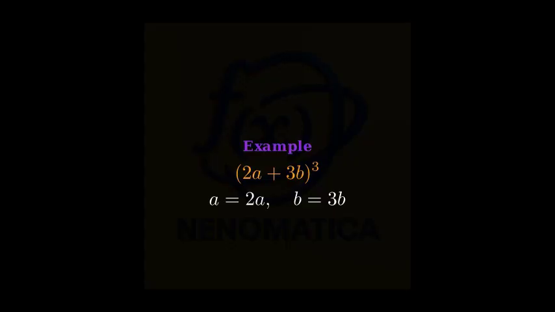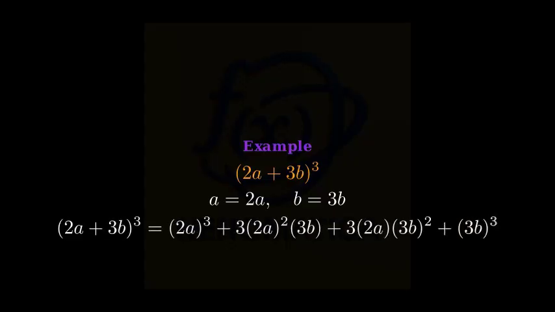Now, let's apply our binomial cube formula. We substitute a with 2a and b with 3b in our formula. This gives us (2a) cubed plus 3 times (2a) squared times 3b plus 3 times 2a times (3b) squared plus (3b) cubed. Next, let's calculate each term individually.